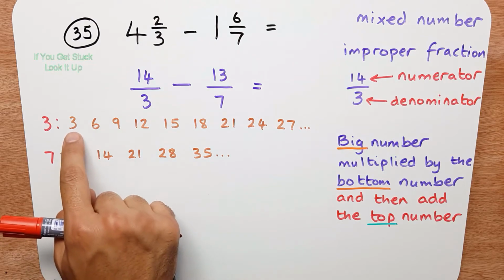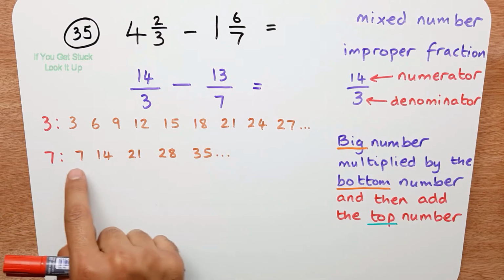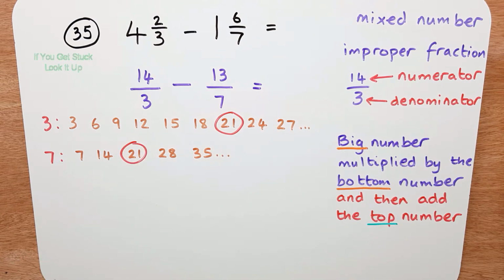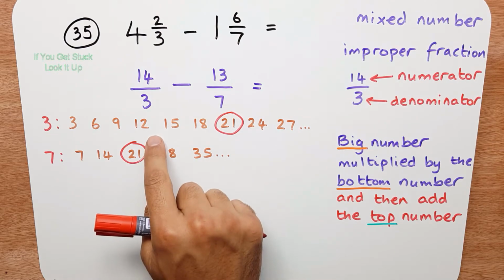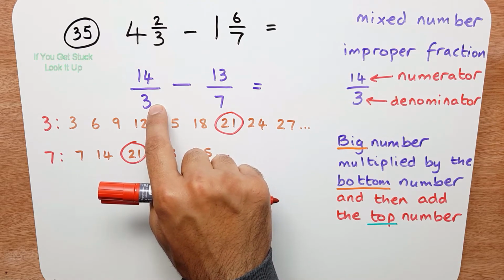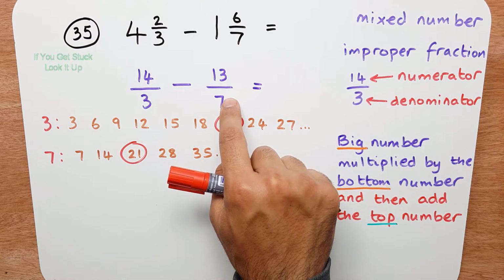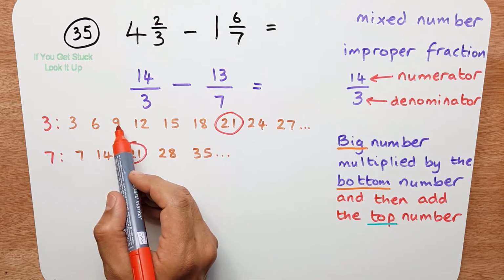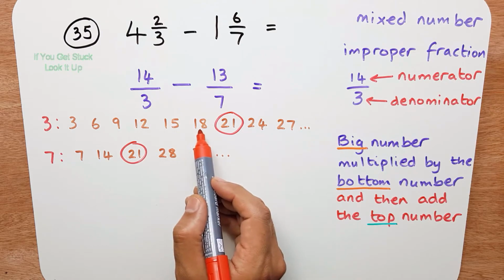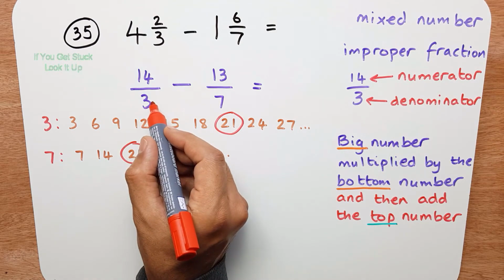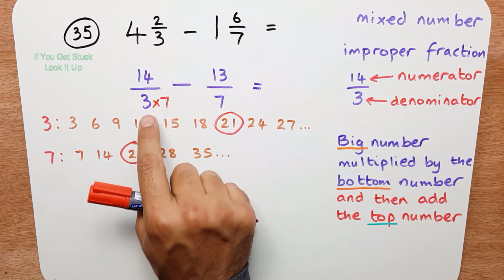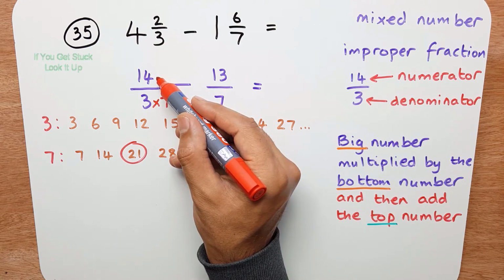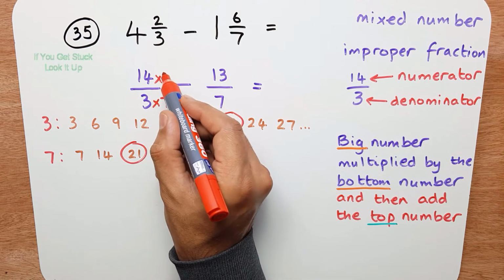Now I need to look for a number that is in this times table and this times table. And I can see it's 21. So now I have to turn this 3 into 21 and this 7 into 21. Now how do I do that? Let's have a look. 1, 2, 3, 4, 5, 6, 7. So I need to multiply that by 7. So whatever I do to the bottom number or the denominator, I have to do to the top number or the numerator. So I have to multiply this by 7.